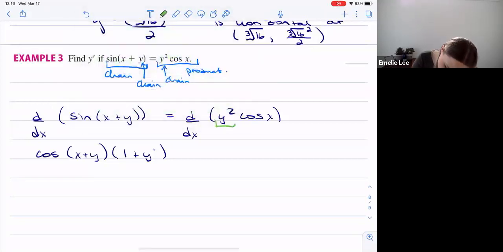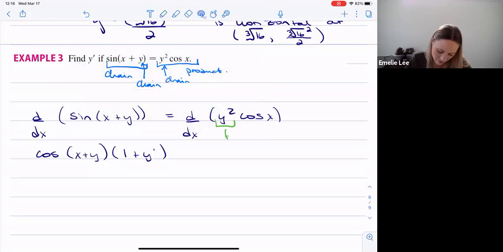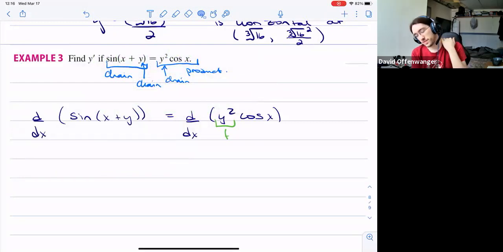Sorry, I don't quite understand how we got to cos x plus y times 1 plus y prime. Where did the one come from? How about I don't skip the step that I just skipped? Might help. Forget this ever happened.